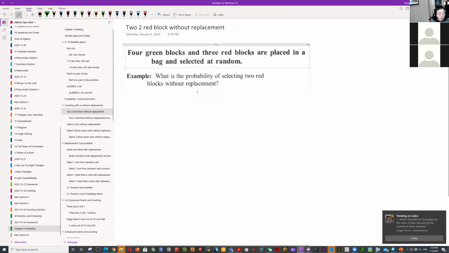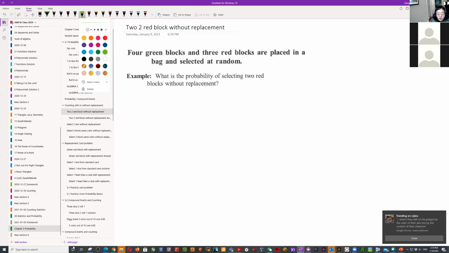So we have four green blocks. Another trick in doing probability problems: you really have to label it or visualize it. So four green blocks, even though they look the same, and three red blocks, they look the same. When you're doing the sample space or tuple research, you cannot treat them as the same. You have to treat them as different. You have to give all the four blocks a different label.